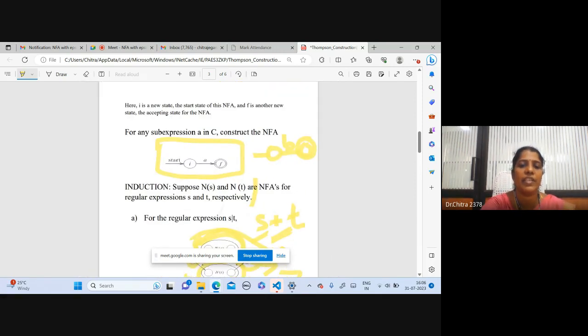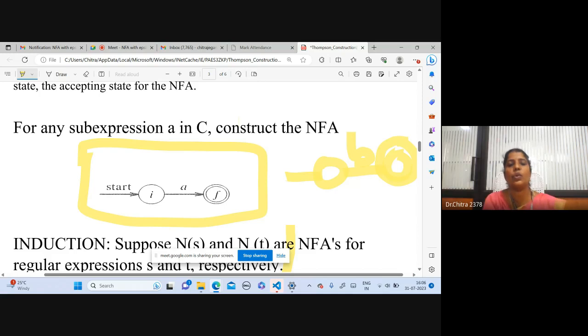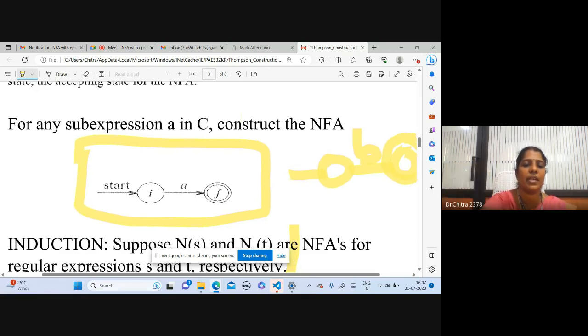And for each and every sub-expression, there is some rule. In this Thomson construction, for the single symbol, this is the rule. This one is the rule for the single symbol. A is the single symbol. It can be processed by the initial state as well as the final state. This one is indicated like this. For any symbol, B or 0 or 1, this kind of NFAs can be constructed.